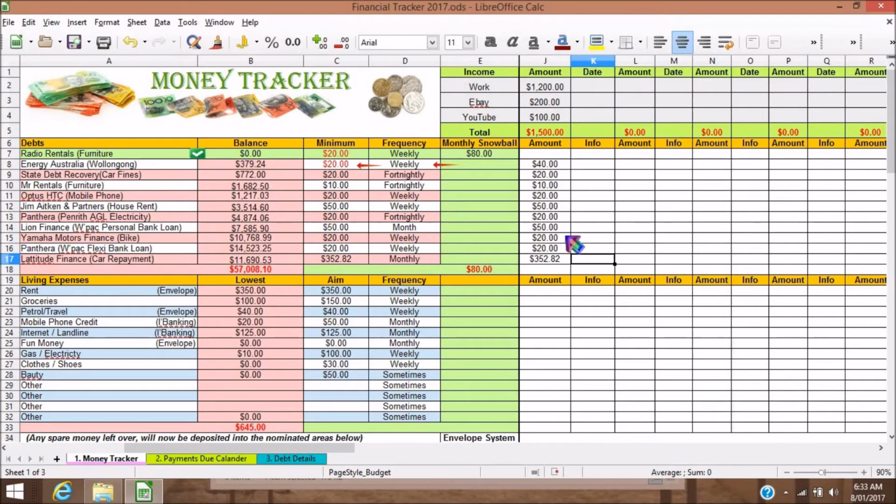Now, on the weeks that not all of them are coming out, I tend to put extra. So over here is my minimum amount. Example, $20 on Energy Australia. On the weeks that I don't have to put in my car repayment, I'll end up chucking in another 100 or something in there. Like this one will be paid off quite soon. That's what I end up usually doing. So I always look at the minimum, and sometimes I can put in extra.